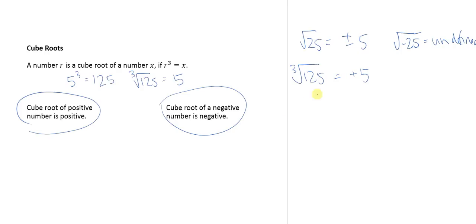So let's look at this. Let's say the cubed root of negative 125. We're saying here, what number multiplied by itself 3 times gives us negative 125? And in this case, we have minus 5. Minus 5 times minus 5 times minus 5 is going to equal minus 125.